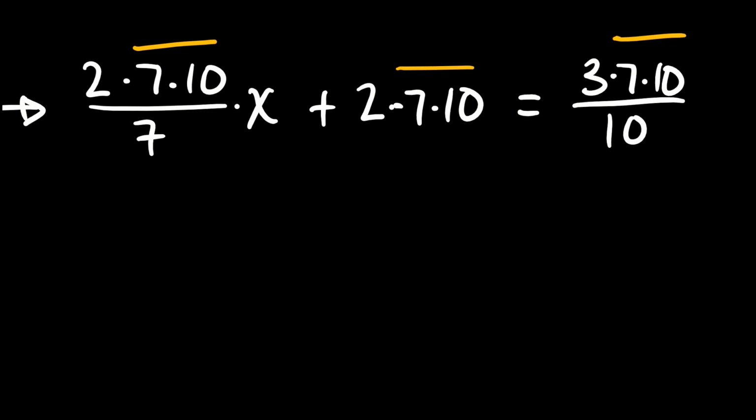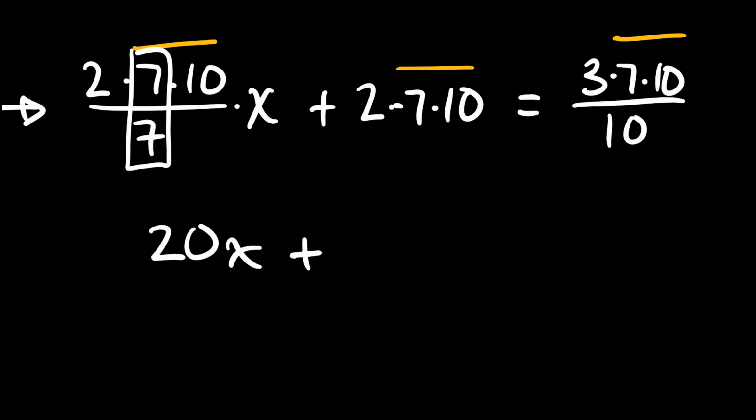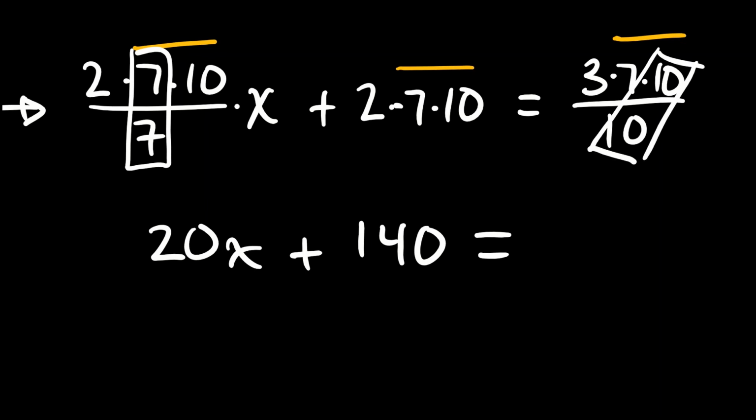So now I can look at the wonderful ones, right? The wonderful number ones. That's a 1, so it's gone. This term is going to become 20x plus 70 times 2 is 140 equals, this is a wonderful number 1, right? 10 over 10 is 1, so that's just going to become the number 21. What a nice looking equation. I've never seen such a nice looking equation.